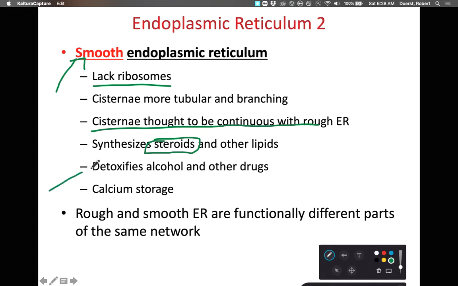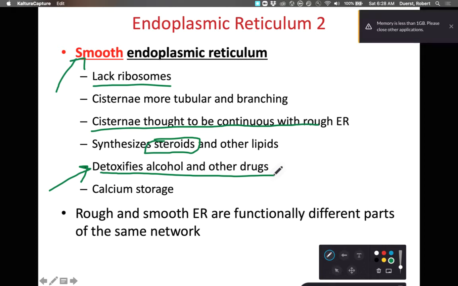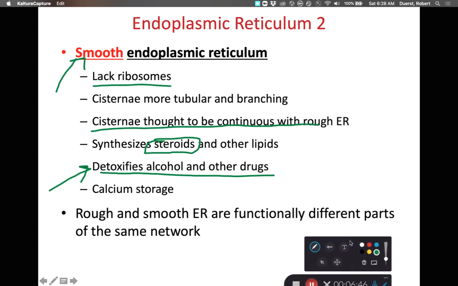Something that we want to emphasize with the smooth ER is that detoxification occurs. When we look at liver cells, hepatocytes, the liver functions to detoxify a lot of materials that end up in our bloodstream, and those hepatocytes are going to have very large amounts of smooth endoplasmic reticulum. Even though the smooth and rough endoplasmic reticulum are functionally different, they're connected to each other. They're functionally parts of the same network.